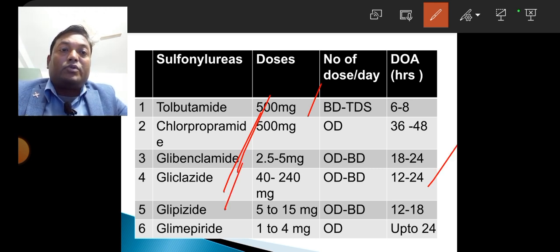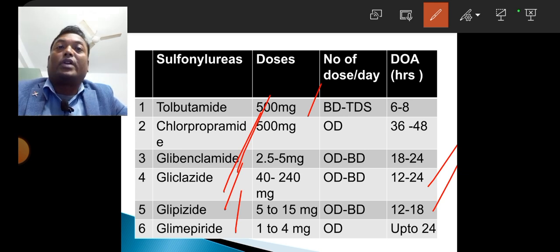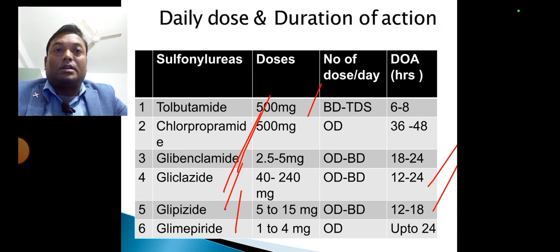Glipizide 5 to 15 mg can be given once a day or twice a day, and it will act for 12 to 18 hours. And glimepiride, 1 to 4 mg, can be given once a day, and it will act for up to 24 hours. So these are some important points among sulfonylurea drugs.